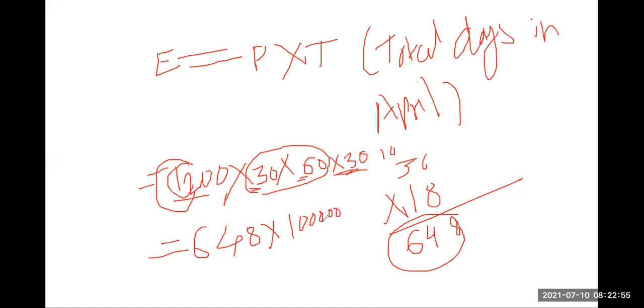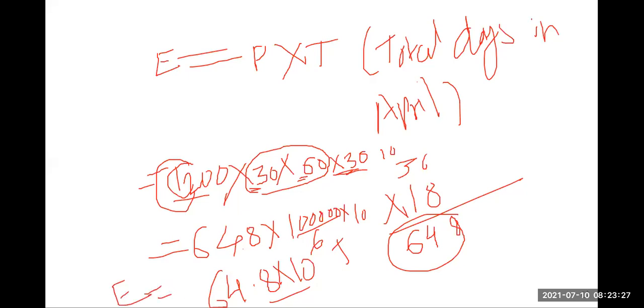Getting it? Yes or no? Yes, sir. We'll take one decimal point here: 64.8 into 10 raised to 6. With these 5 zeros and one decimal point shifted, multiplied by 10, we get 10 raised to 6, which we can write in the form of joule. Got it, everyone? E is equal to 64.8 into 10 raised to 6 joule. Understood or not? Yes.